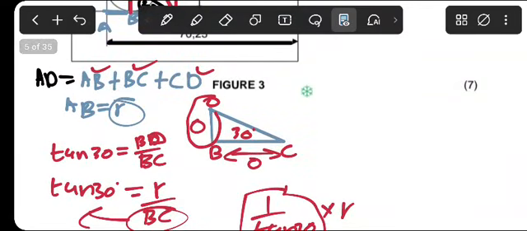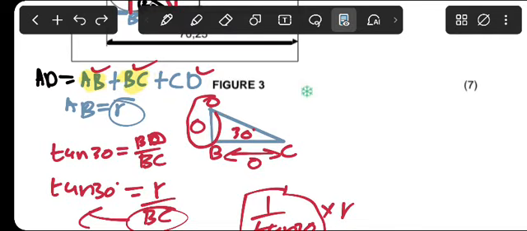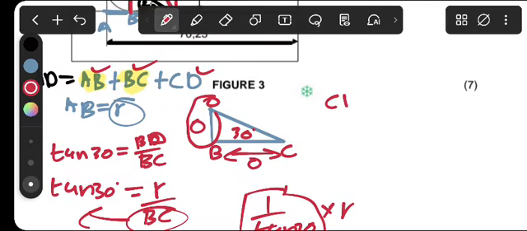AP we have. Now we are left with CD. How can we have this? This we have same as radius. Now how can we go about finding BC? So let us find CT. Let us go and find CT.